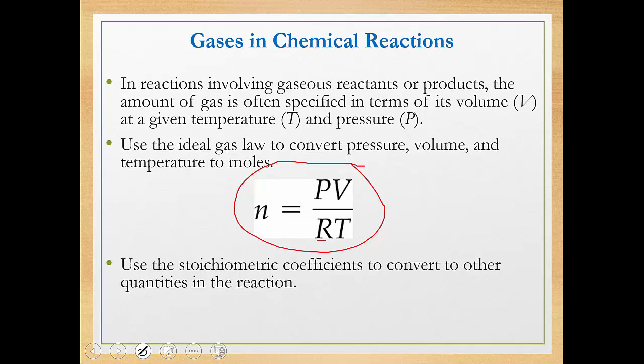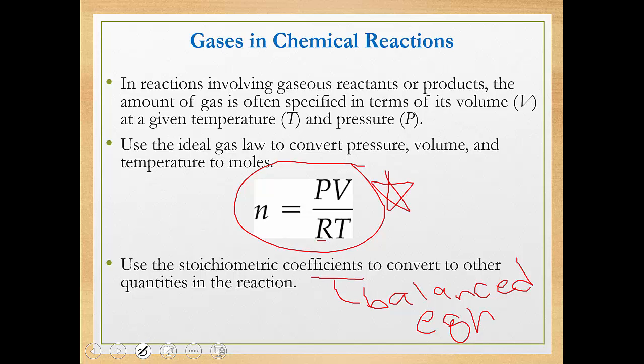Convert that to number of moles. Once you know the number of moles of gas, then you can use the stoichiometric coefficients from the balanced equation to convert other quantities in the chemical reaction to whatever you need. Okay, so here's the key right here. If you're looking at gases in a balanced equation, you're probably going to need to convert to number of moles.